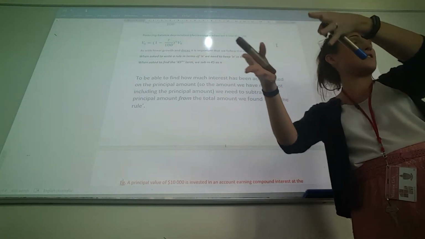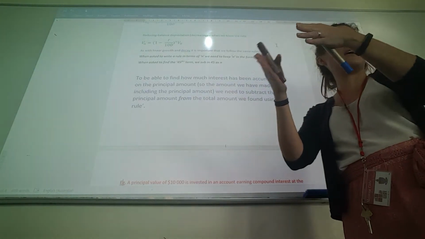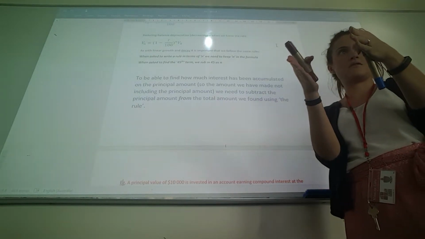That's not interest, that's the principal amount. Does that make sense? Because compound interest will give us the answer as principal plus interest. Does that make sense? Cool.